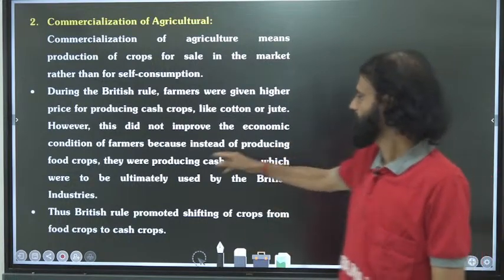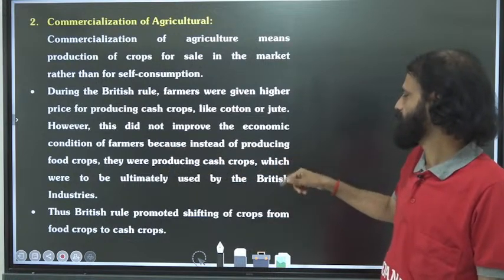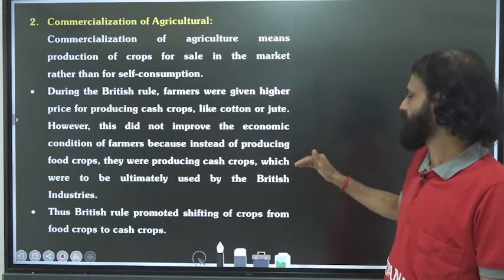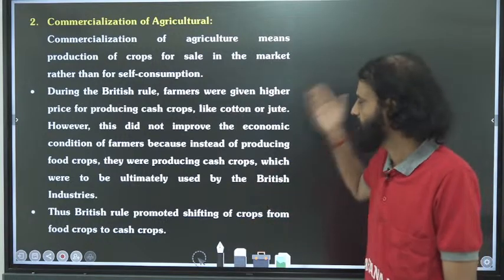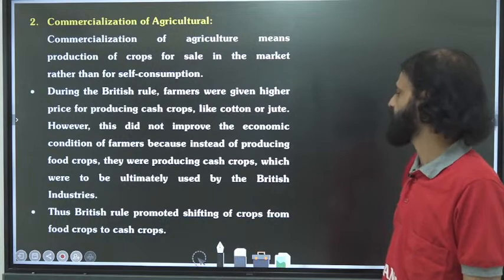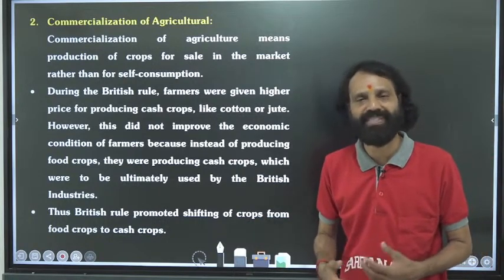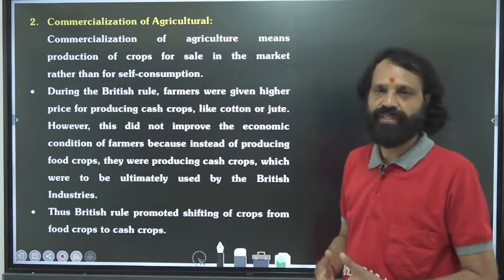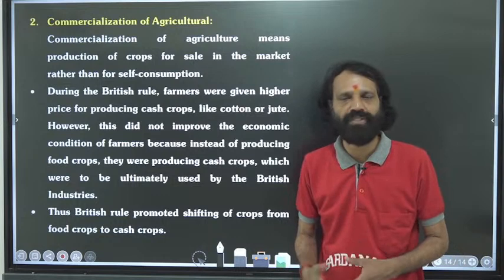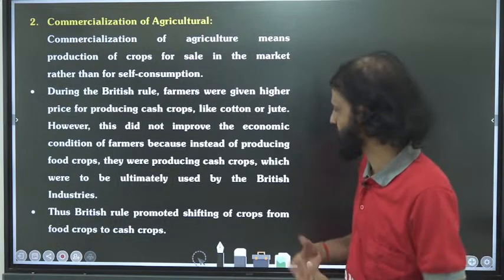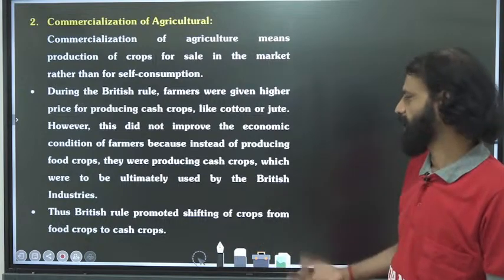They had taken all those cash crops to Britain. From Britain they made finished products, and they brought those products to our country. That happened during the time of Britishers. They were allowing our people to produce more cash crops. They didn't allow food crops production to increase. Actually, they didn't allow.